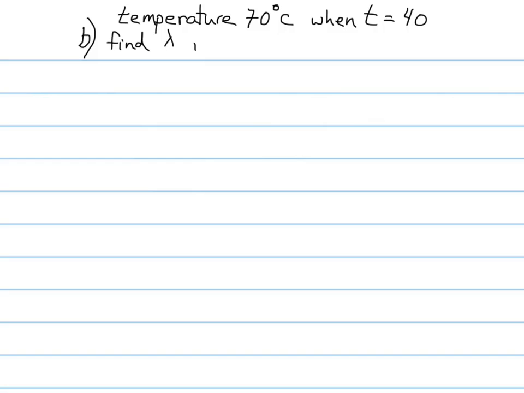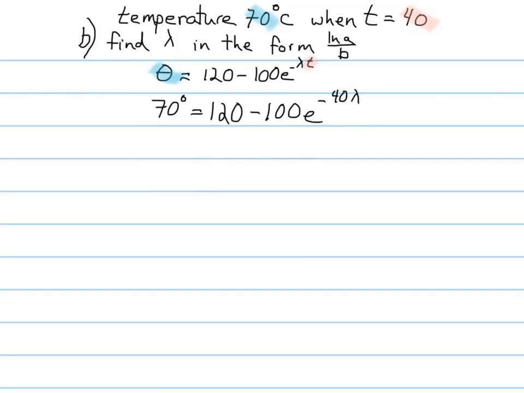Part B. Find the exact value of lambda when the temperature is 70 degrees Celsius and t equals 40. We know that the temperature is 70 degrees and 40 seconds have passed. So we plug these into our equation to get 70 degrees equals 120 minus 100 times e raised to the negative 40 lambda. Now we begin to solve for lambda.